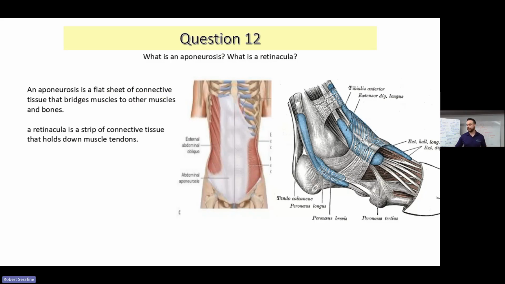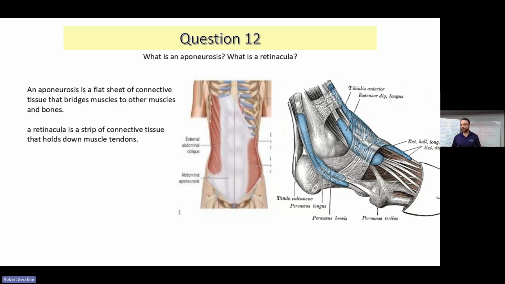An easy example, as you see in this image here, is what's called the abdominal aponeurosis. So many abdominal muscles will attach to this broad tendon, this aponeurosis, which is then going to anchor all those muscles to each other, as well as anchor it to the bone. Another example of an aponeurosis would be the thoracolumbar aponeurosis, which is in your low back.